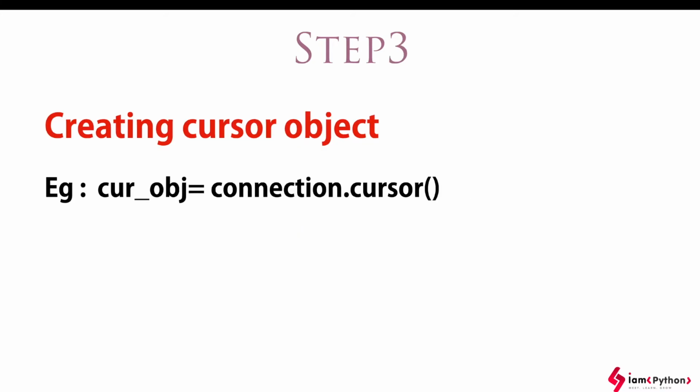Okay. And step 3 is creating the cursor object. Yes, you have made the connection between Python and the database, but you have to create a communicator. The cursor is the communicator that handles the communication between Python and the database. So by using this connection, we are calling the cursor function. That means we are creating the cursor object. So this is the third step.